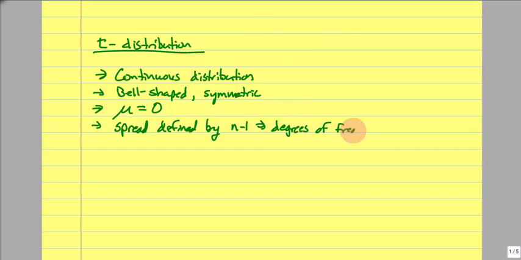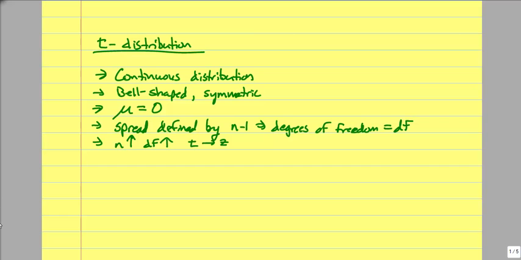So a lot of times these are called DF or D. What ends up happening is as my sample size increases, of course my degrees of freedom increase as well. And as my degrees of freedom increase, the t distribution approaches, or gets close to, the standard normal distribution.